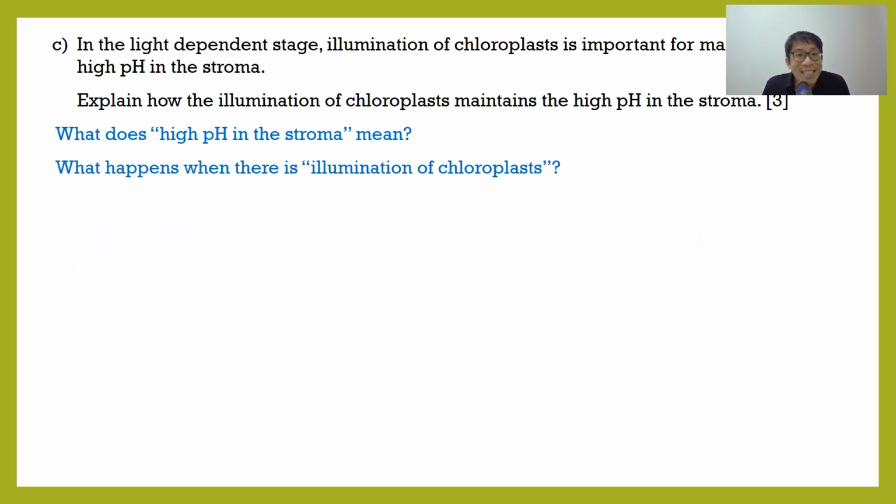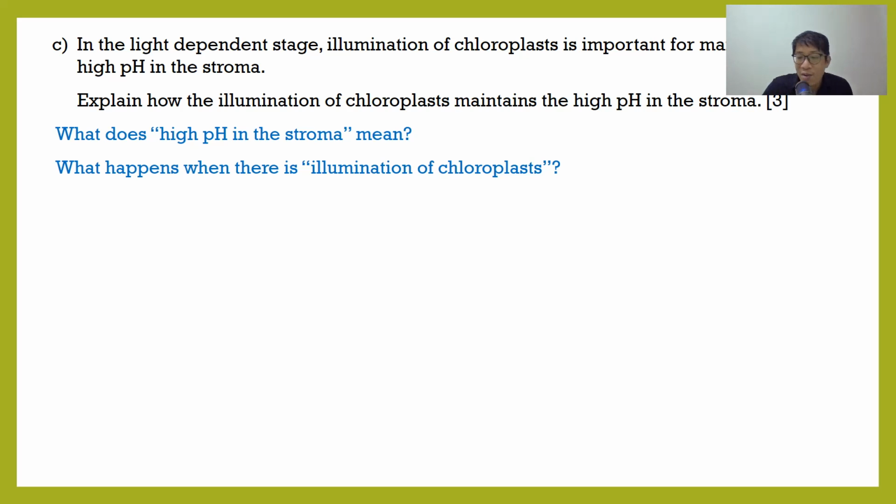Okay, then move on to part C, right? So for part C, the question mentioned the illumination of chloroplasts. So that would be the starting point, and that would eventually lead to the high pH in the stroma. High pH in the stroma means that the concentration of H+ in the stroma is low, right? High pH means low concentration of H+ in the stroma.